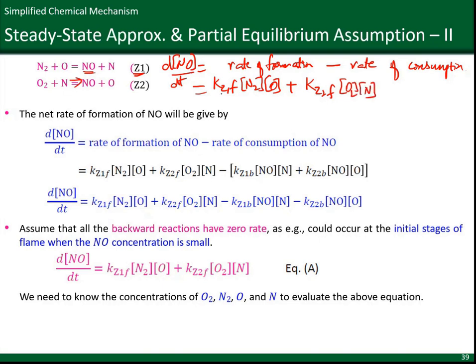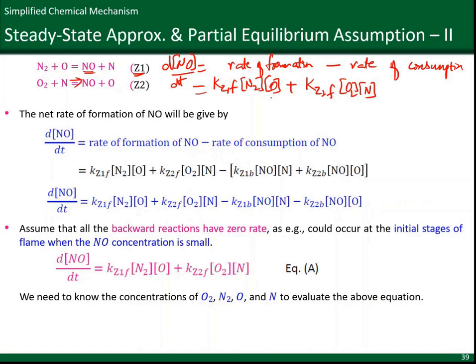The way we have written this is simply by following the law of mass action that we discussed before. We said the rate of formation can simply be written in terms of its stoichiometric coefficients and reaction rate coefficient. So that's essentially what we're following. This is how the NO is being formed.